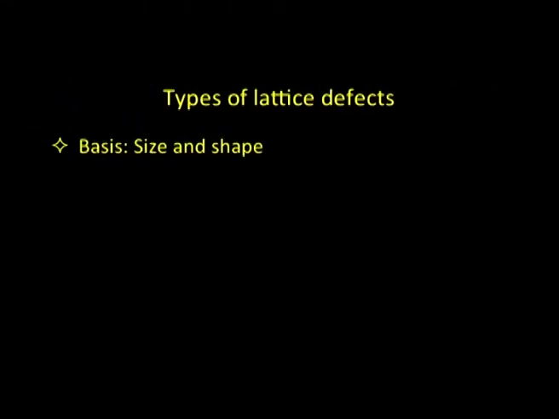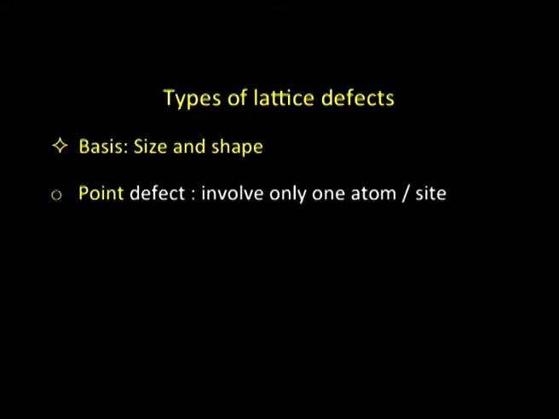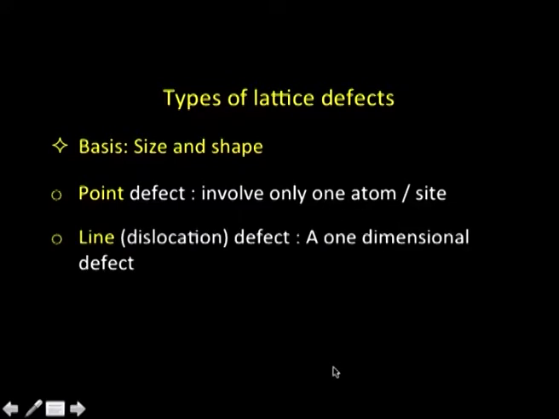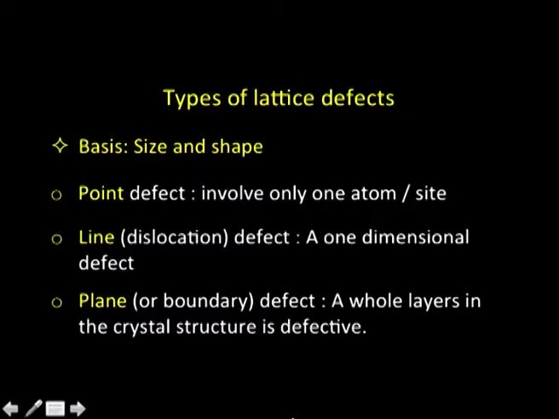Another way of looking at defects is on the basis of the size and shape. We can have point defects, as the name suggests, that means it involves only one atom or one site in the lattice. Or we can have line defects, which are also called dislocation defects. Basically in this case it is a one dimensional defect, that means in a lattice a line of sites will be affected by the defect. Or we can have a plane or a boundary defect, wherein the whole layer in the crystal structure is defective. So, there is a wide variety of lattice defects depending on the size and shape of the defect. That is another way of classifying them.